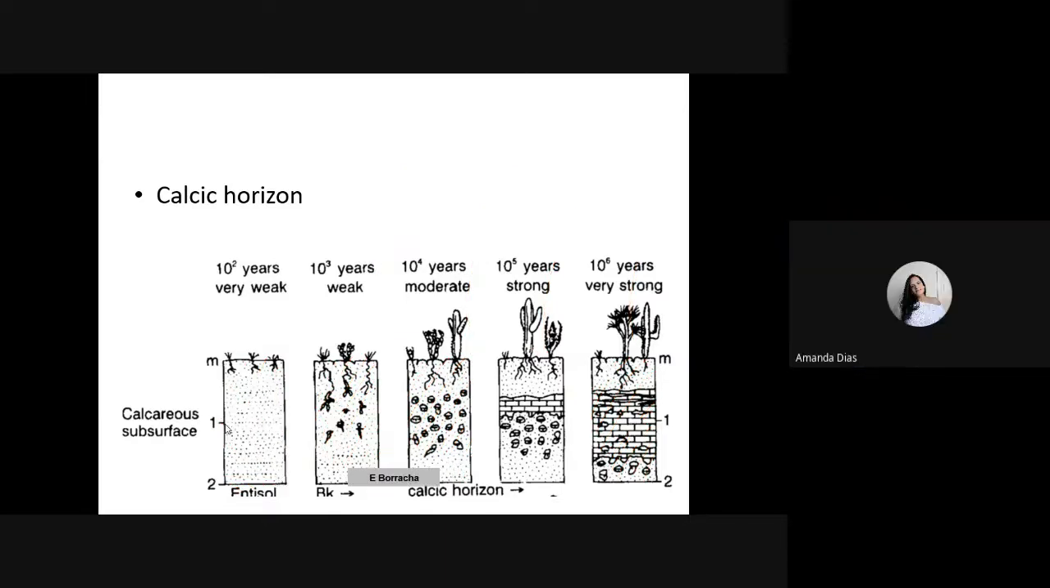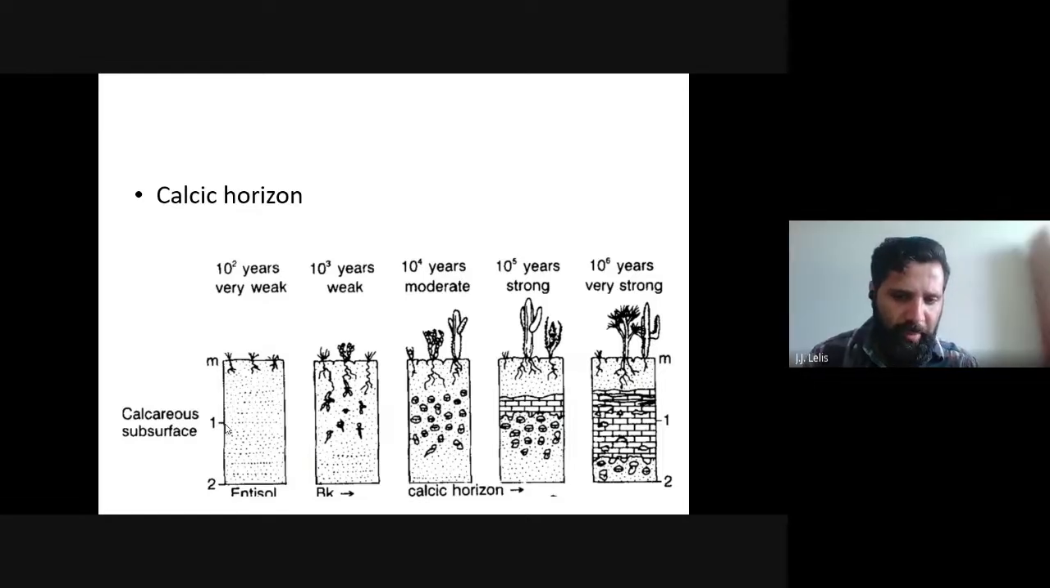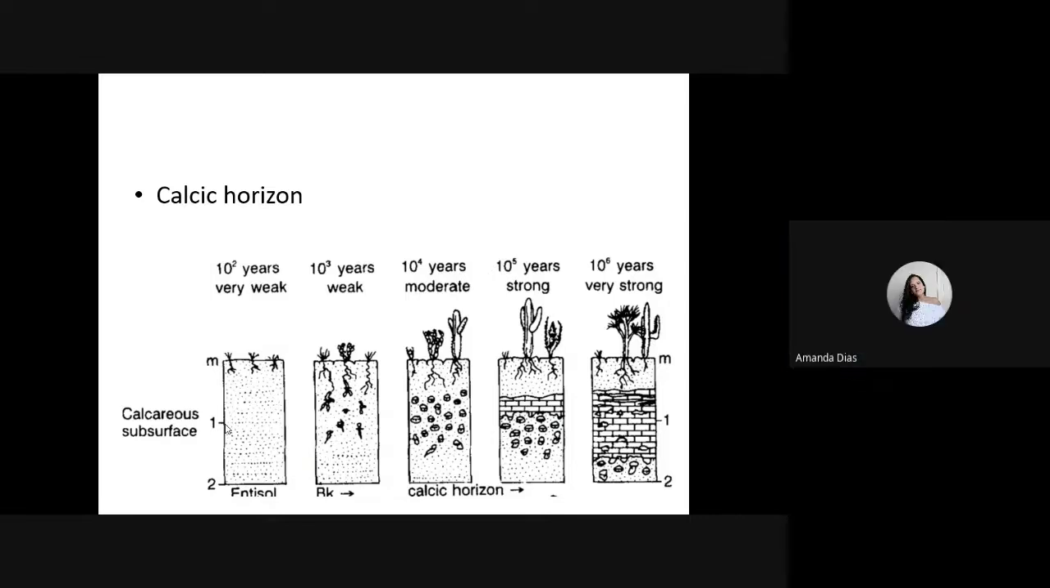Okay? Teacher, is the calcic horizon only in the figure 5, or do all the profiles have a calcic horizon? Could you repeat, please? Does the calcic horizon occur only in profile 5, or do all profiles have a calcic horizon?